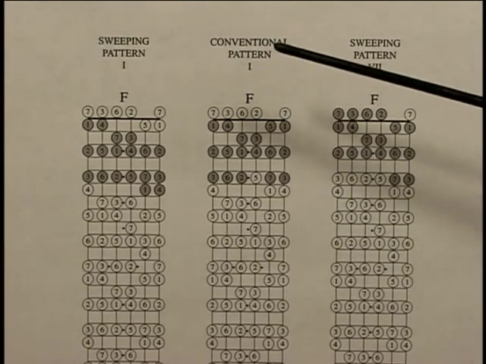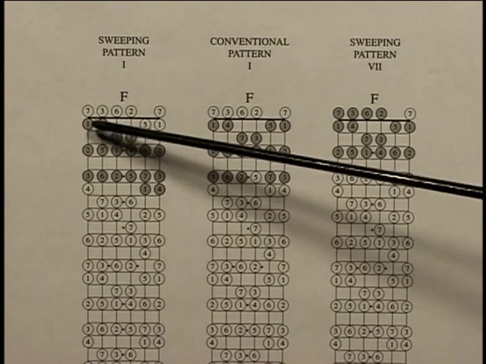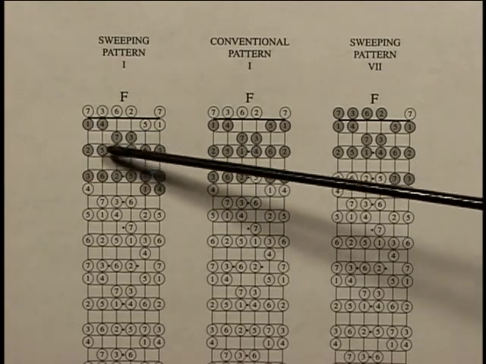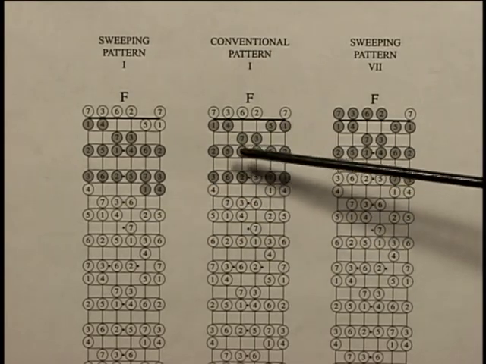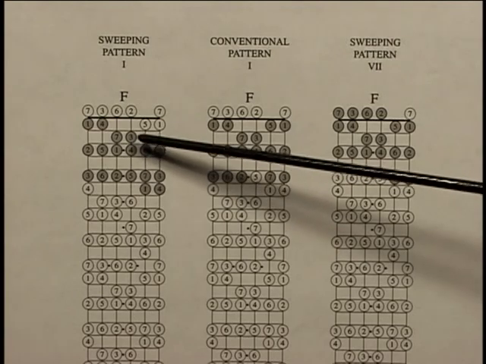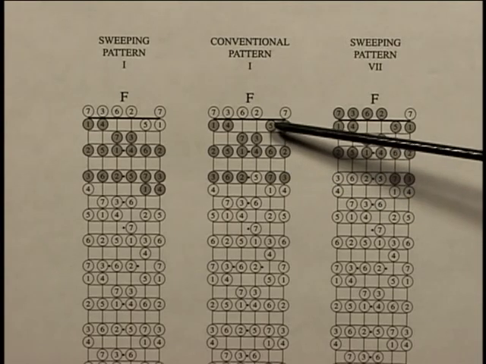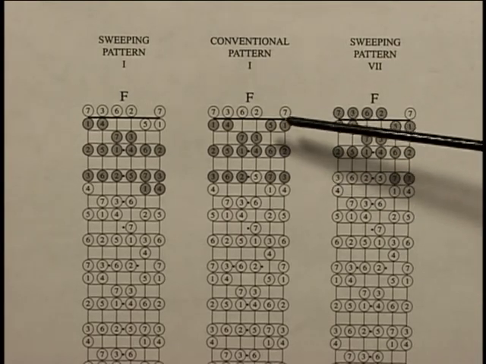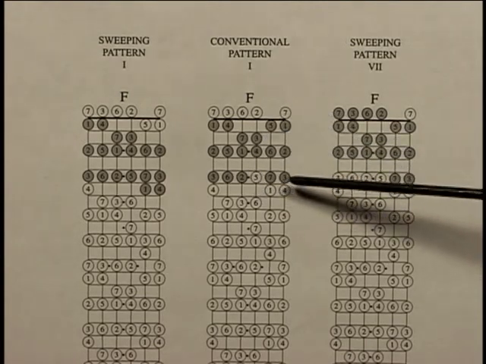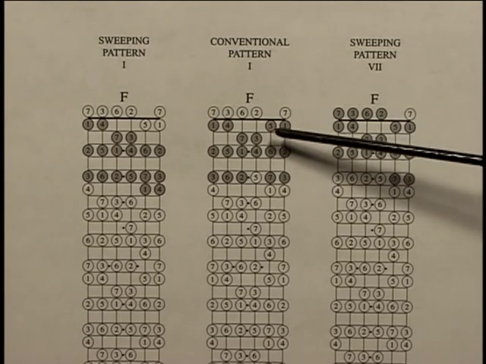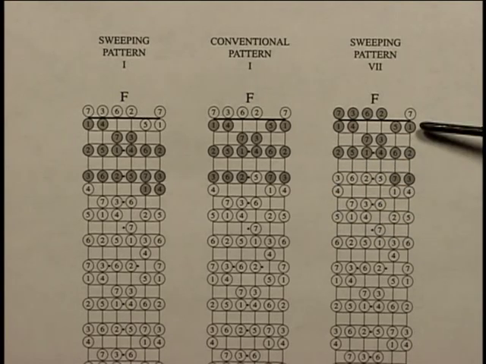Now, let's analyze this. The first part of the conventional is the same as the sweeping. Here's 1, 2, 3, 4, 5, 6, 7, 1, 2. Now, the 3rd string, 3, 4, 5, here's the change, 3, 4. And then the 5 is played on the 1st string. And what happens is we're actually getting this part of the conventional pattern from the previous sweeping pattern. So here we go, 5, 6, 7, 1, 2, 3.